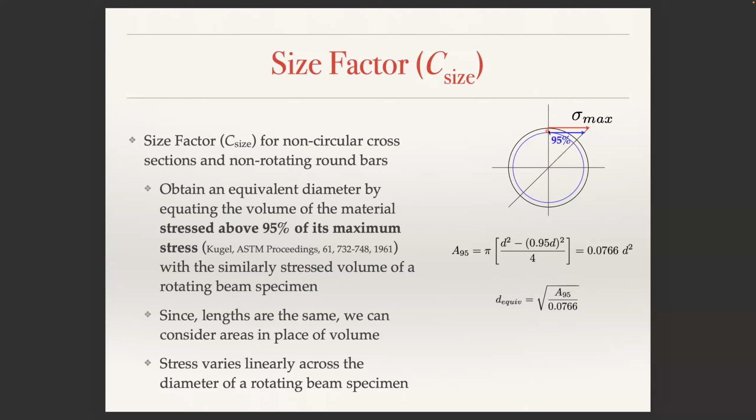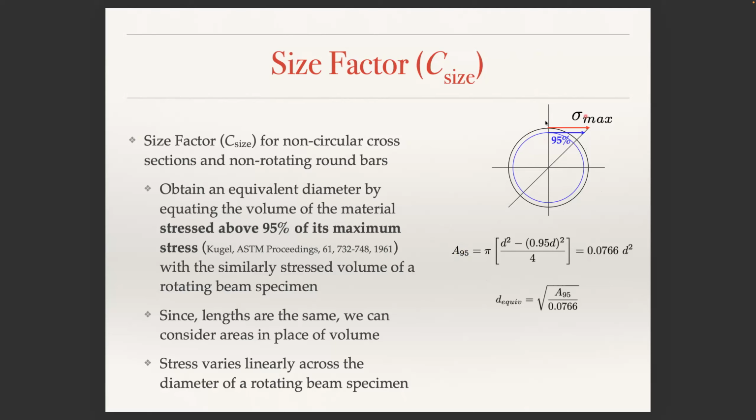So it is 100% at the outer layer. And if you are at 0.95 times R from the center, the outer diameter is D, and the inner circle diameter is 0.95 times D. If you draw the inner circle, the area between these two circles is the region that is experiencing greater than 95% of the maximum stress. Do you agree with that? Yes. So now all that you need to do is calculate A95 for this shaft.